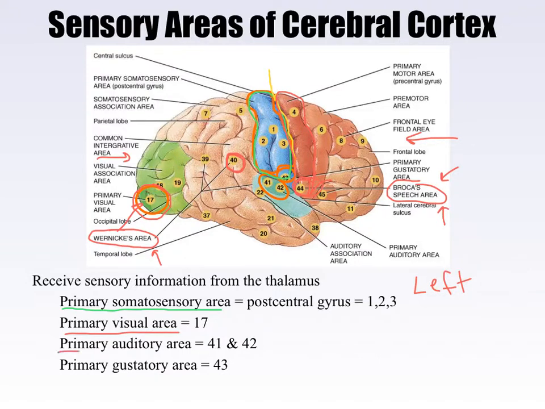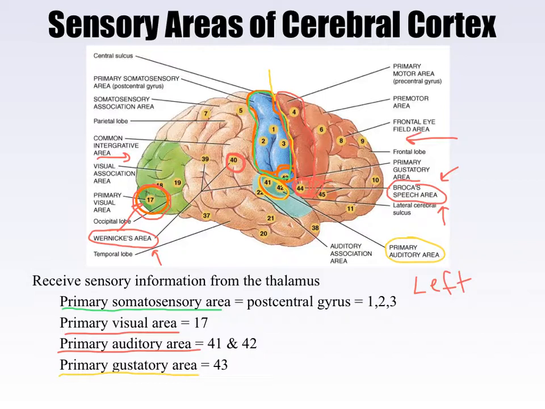You got the primary auditory area, or the primary auditory cortex. That's going to be located in the temporal lobe right there. But basically, if you just know it's located in the temporal lobe, that's usually pretty good. You have the primary gustatory area, or gustatory cortex. This is the area of the brain which is involved in taste.